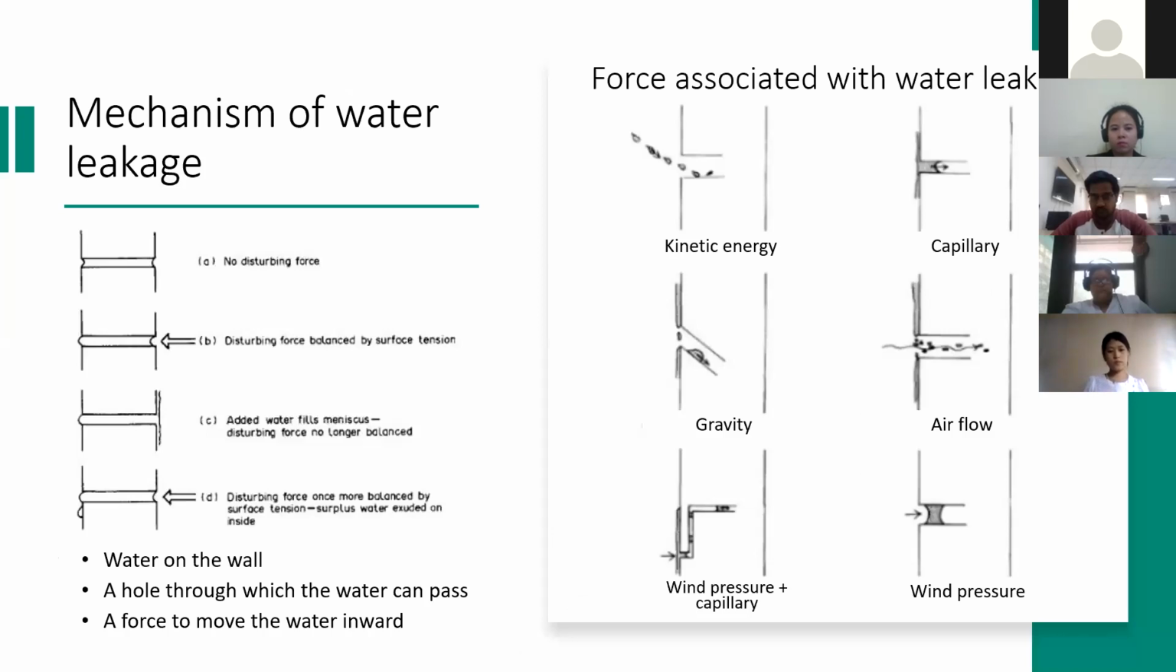For the mechanism of water leakage, the first thing is that there needs to be water on the wall. Secondly, there needs to be an opening, a hole, for the water to pass through. And then if there are forces acting on the water, it will go through to the interior side of the wall. The five main forces for this water leakage problem are kinetic energy, which is rainfall, capillary action, gravity, airflow, and wind pressure.